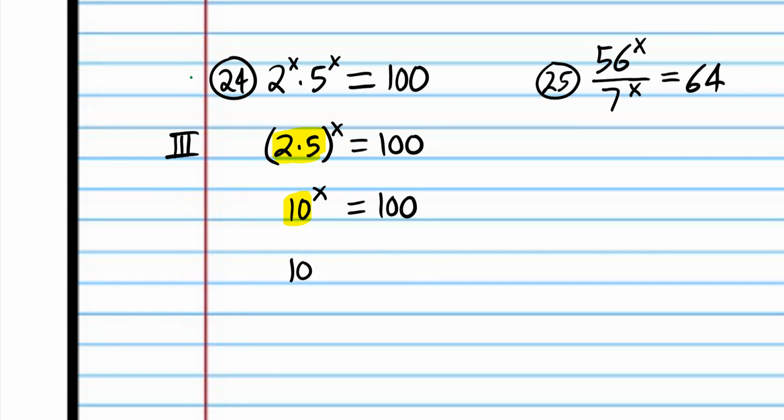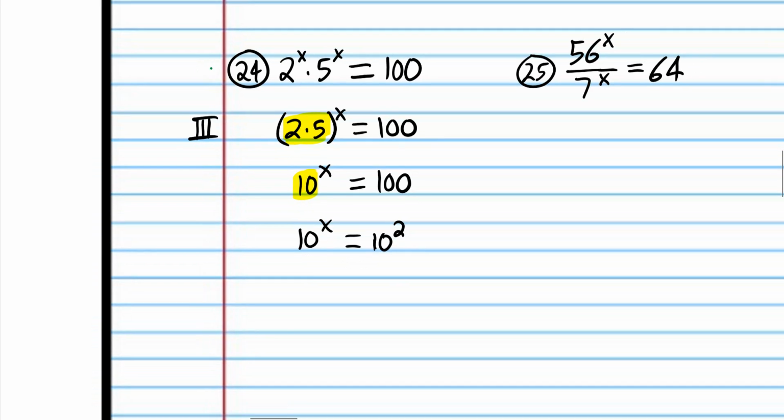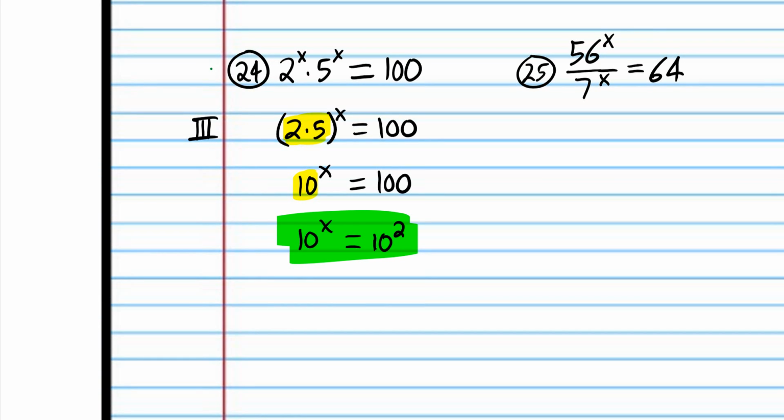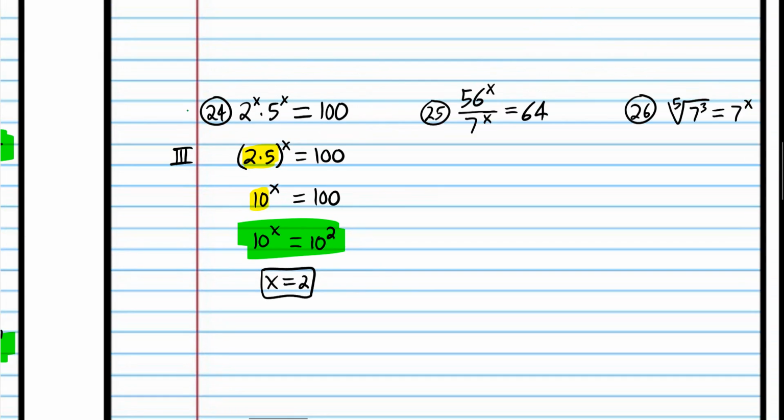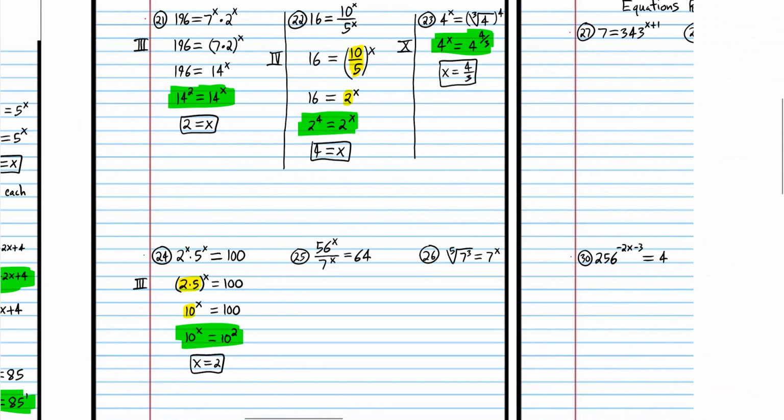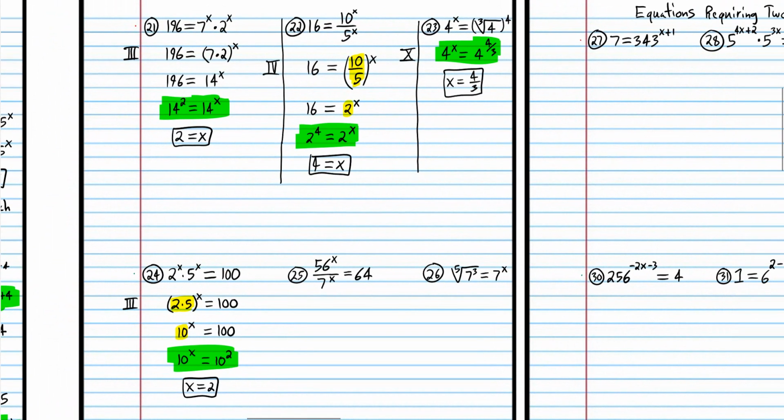And now I'm going to change 100 because we know we have to have base 10. So I know 100 is 10 to the 2nd power. And we're at the critical stage. We know the exponents must be equal because the bases are equal. So if you got that one right, good job. Try number 25. And when you come back, we'll do it together. You can use 22 to help you.